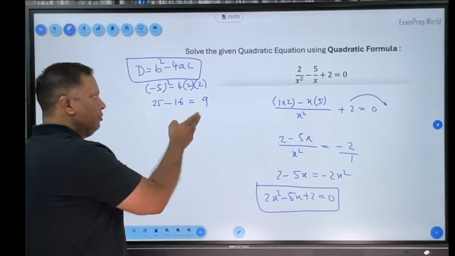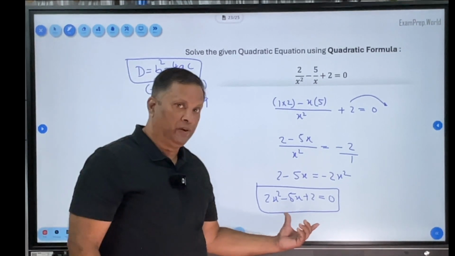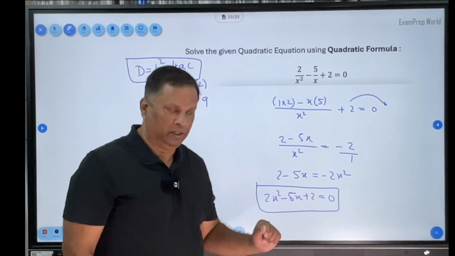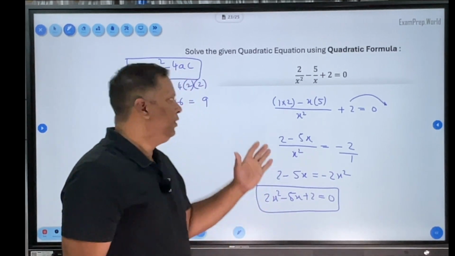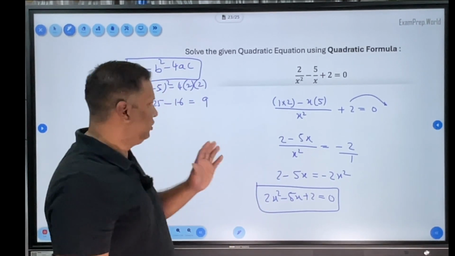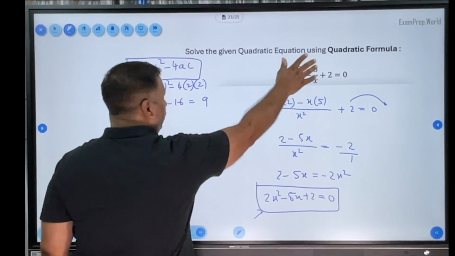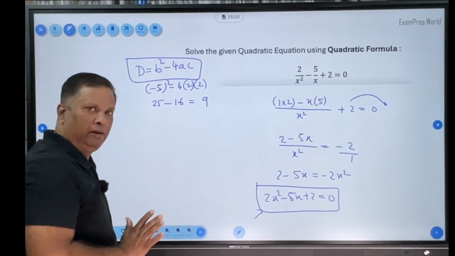So it's a perfect square number. If you want to factorize this, you can factorize it because it's a perfect square. You can proceed with splitting the middle term in this one. But we are doing our quadratic formula method. Let's write the quadratic formula. Now we have to solve this one. This whole thing actually got converted into a regular quadratic.